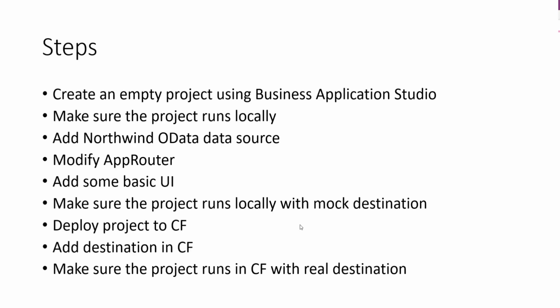So the steps: I'm going to create an empty project using the Business Application Studio. This is the new tool, and this is more suitable for Cloud Foundry. So it has all the tools that we need. So let's use the Business Application Studio to create this empty project. Make sure the project runs locally. Then we'll go ahead and add a Northwind OData data source. And once we do that, we would have to modify the app router.